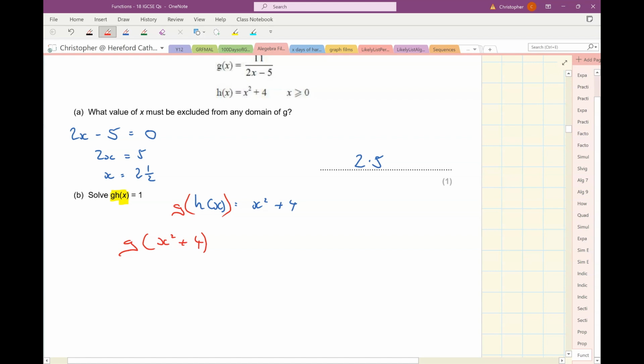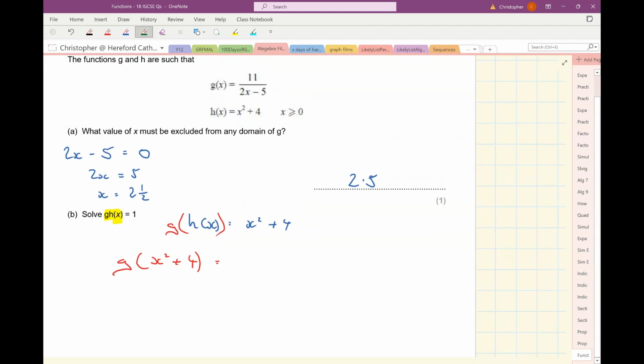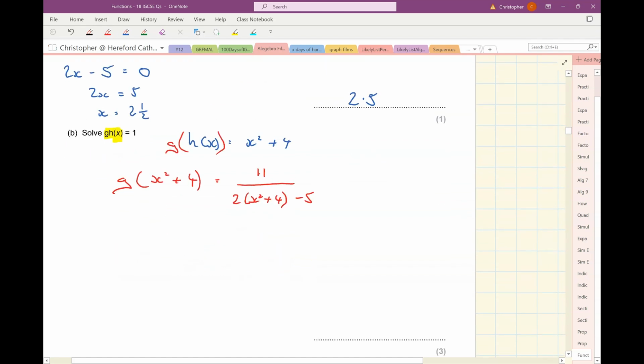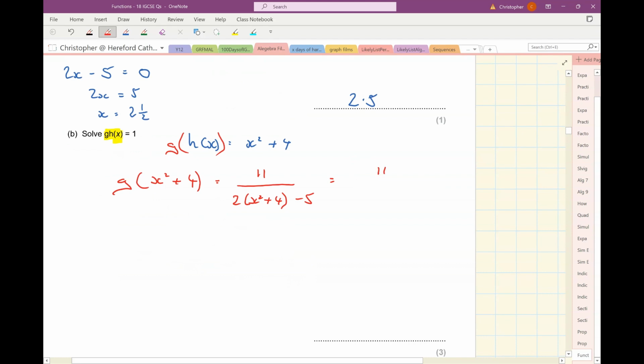Now, how do I g something? Well, I'm looking up here to see how I g something. The way that I g something is that I write 11 as the numerator. Then I have twice what I'm g'ing, so twice x squared plus 4. And then I take away 5. All right, let's carry on and simplify that. That's going to be 11 over 2x squared plus 8 minus 5, which is 2x squared plus 3. So that is gh of x.